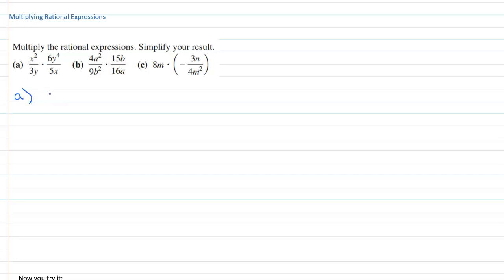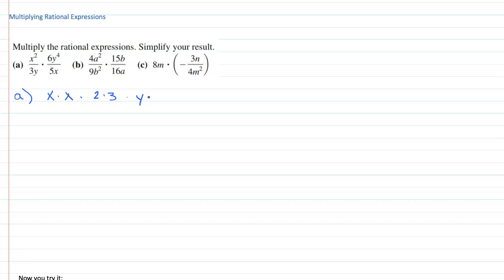So on the top, we've got x times x times 6, which is 2 times 3. And the reason I did that is because I see a 3 down below, so I know I'm going to have to factor those out. And then I've also got a y times a y times a y times a y.